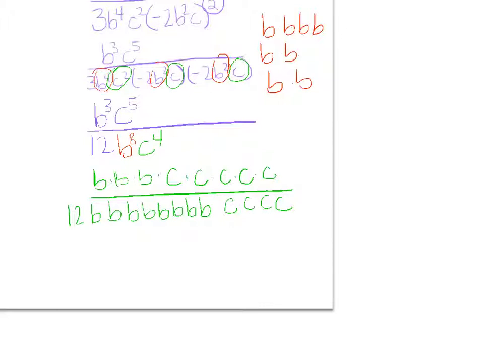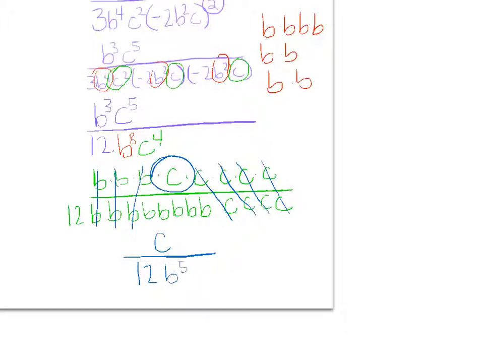So this is what I have, and I'm going to start looking for my fancy ones. If I have one on top and one on the bottom, it creates a fancy 1. Once I've got all these pairs, that's a fancy 1. 1 times anything is itself, so I can mark it off. And then I have some more fancy ones with the b's. Now I'm looking for what I have left. On the top, the only thing I have left is a c, so the numerator is going to be c. In the denominator, I have 12, and I have 1, 2, 3, 4, 5 b's, so that's going to be 12b to the 5th power. So my final answer for this one is c over 12 times b to the 5th power.